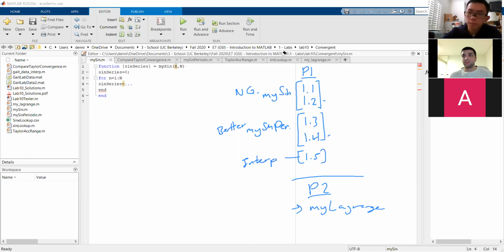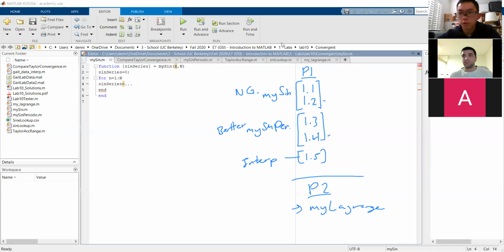Okay, everyone good so far? Quick question or concern check. I'll clear this annotation. 3, 2, 1.